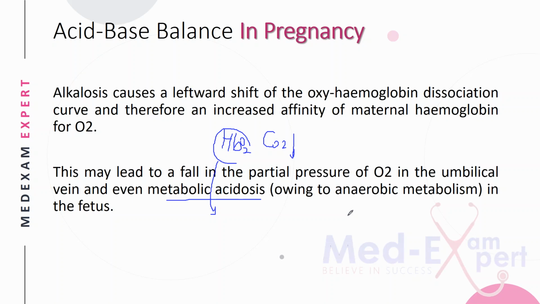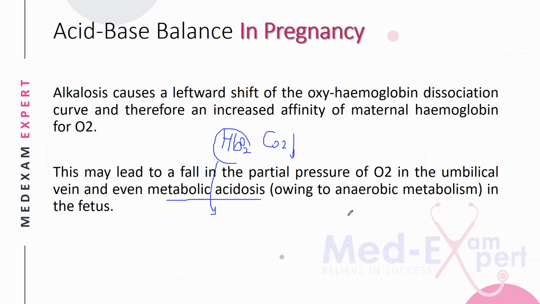Of course, this is explained in detail in biochemistry. And of course, the net result of the anaerobic metabolism is development of lactic acid and lactic acidosis. So I can say that there is some sort of less oxygen delivery to the fetus in labor if there is extreme hyperventilation or extreme maternal effort in labor.